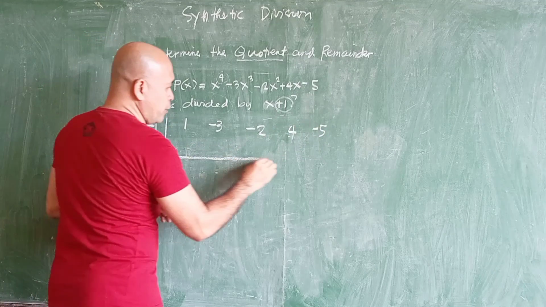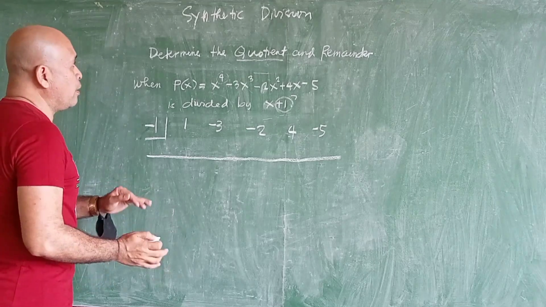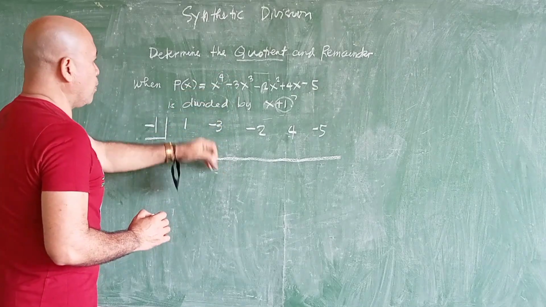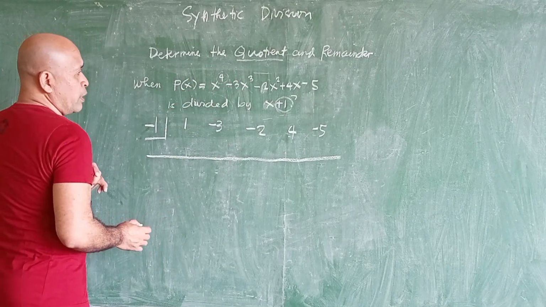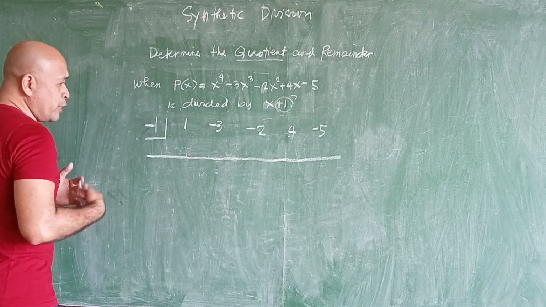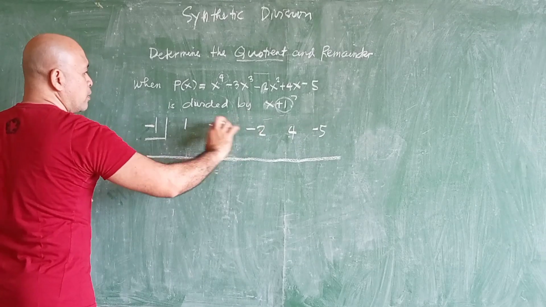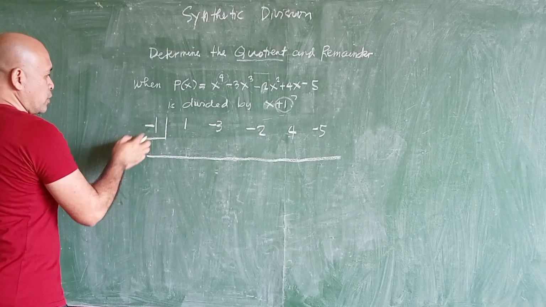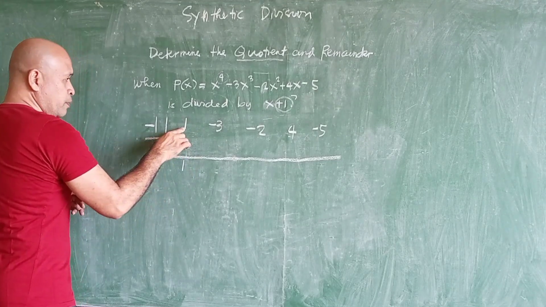Let's continue. Just try to follow, class, because this is very easy. It is the easiest way for you to find the quotient and remainder when a polynomial is divided by another polynomial as a binomial. Okay, the first step, after listing down the numerical coefficients and the constant, as well as your synthetic divisor, is just to bring down 1.